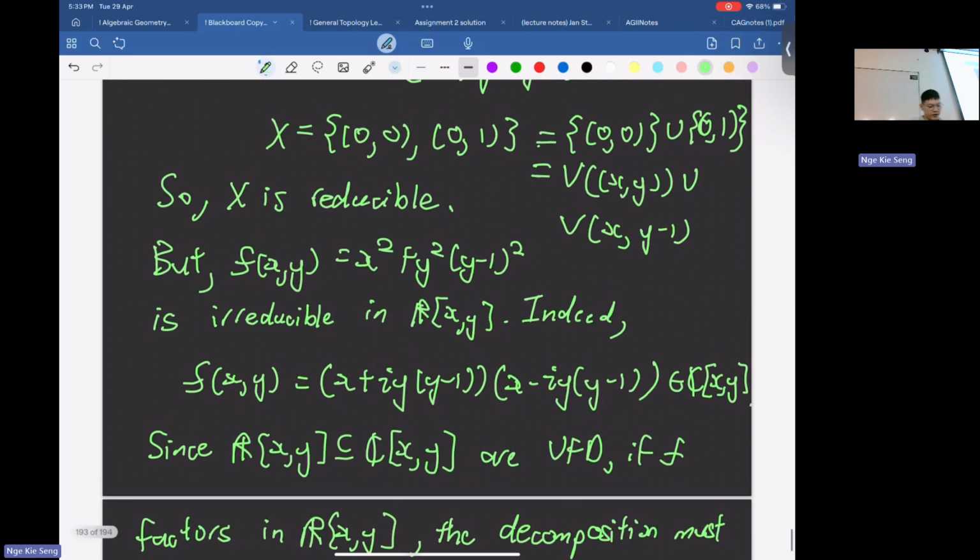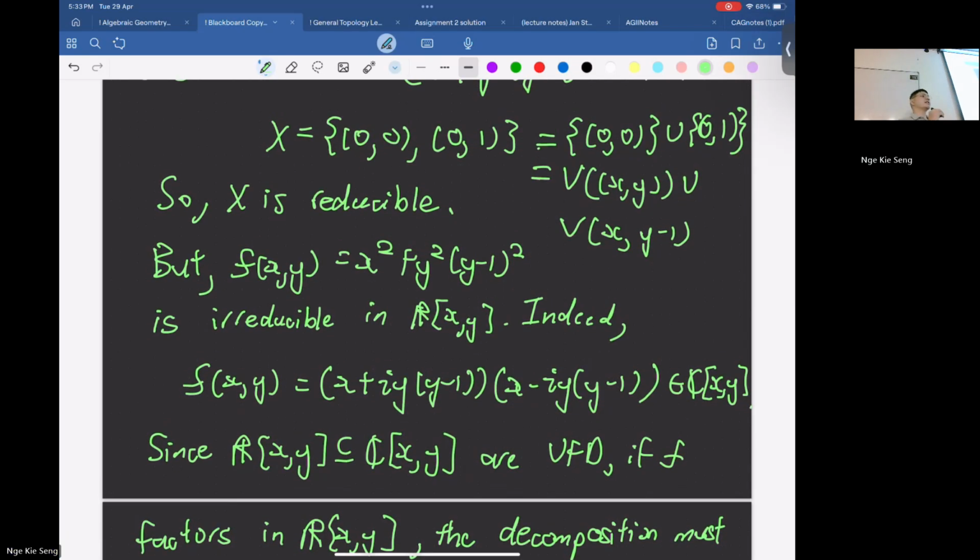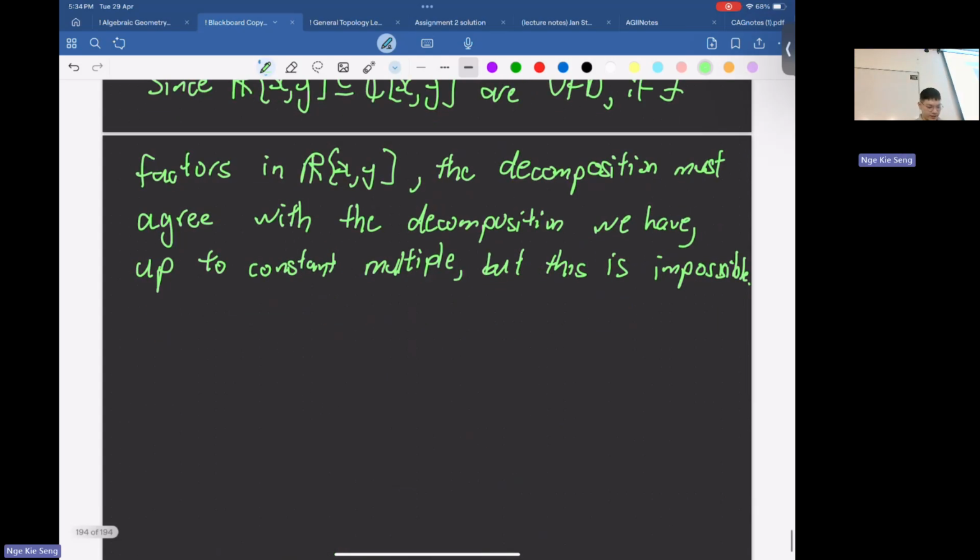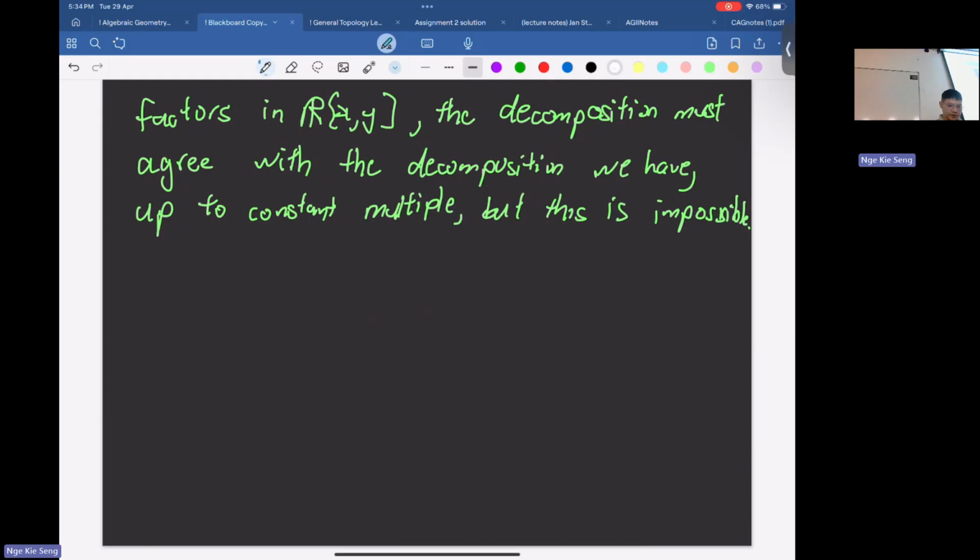So what's the difference between R adjoint x, y and C adjoint x, y? C is algebraically closed. R is not algebraically closed. So sometimes we prefer to work in an algebraically closed field so that the reducibility properties will be compatible with the geometry, where the ring side and the geometry side will coincide. Otherwise they will behave differently. All right, so this will motivate the next part here. Good, we've got plenty of time.